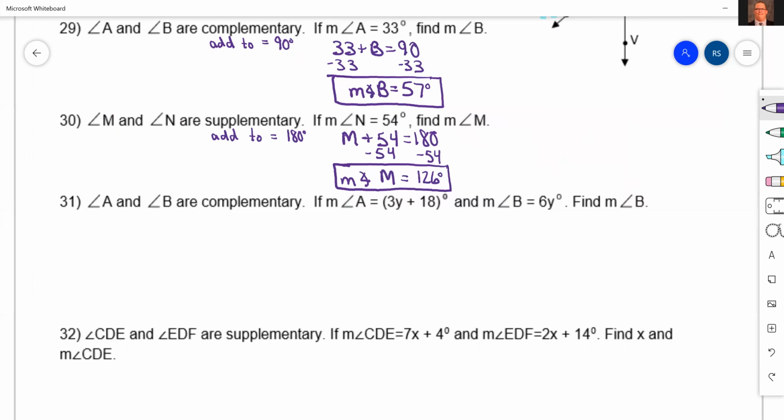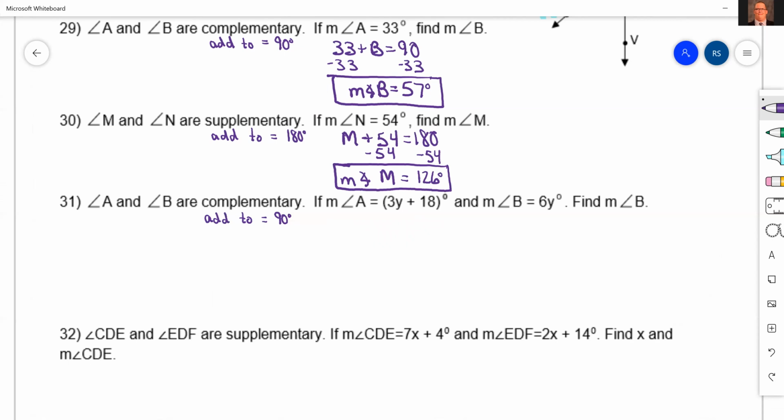31 says A and B are complementary. What's complementary mean? They add to equal 90 degrees. If the measure of angle A is 3y plus 18, the measure of angle B is 6y, find the measure of angle B.